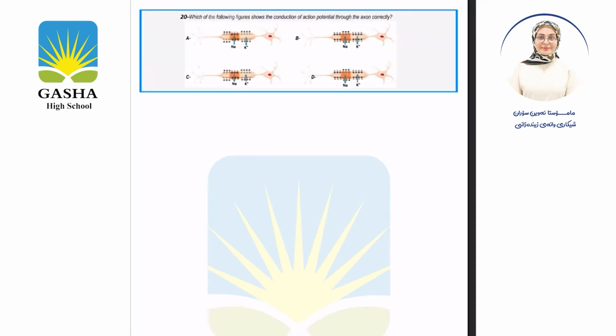So the true answer for this is what? Is A. Question 20. Which of the following figures shows the condition of action potential through the axon correctly? If we talk about sending an electrical signal in a nerve cell, let's explain it together. Let's say this is a nerve cell, and this is the axon of it. Okay, let's explain how they are sending.